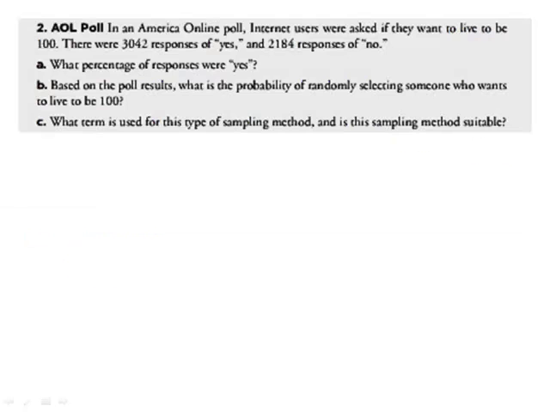Okay, now we have a probability question. In this one, we had a survey. There were 3,042 responses of yes and 2,184 responses of no. So first we're just finding what percentage of responses were yes. Now when you do a problem like that, you have to make sure that you're dividing by the total. So the total responses that we had would be 3,042 plus 2,184. So we're going to divide our 3,042 by the total, which was 5,226, to get our percentage of yes responses.